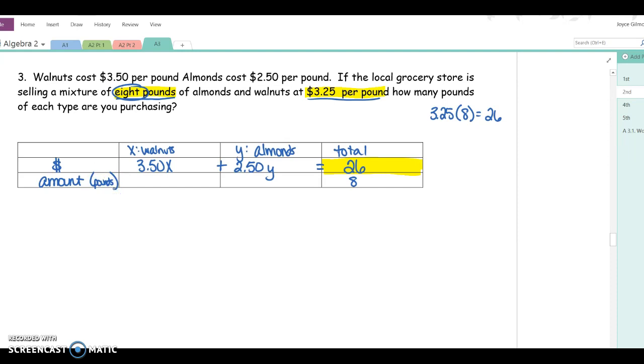We don't have a number to put in front of the X or the Y, but X represents the number of pounds of walnuts, Y represents the number of pounds of almonds, and when you add those together, it will give you that total 8 pounds.